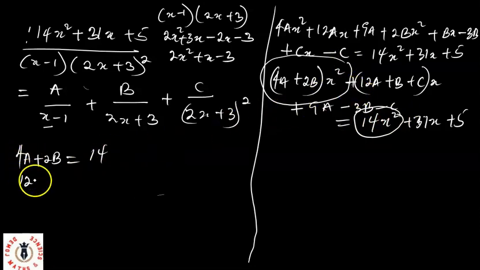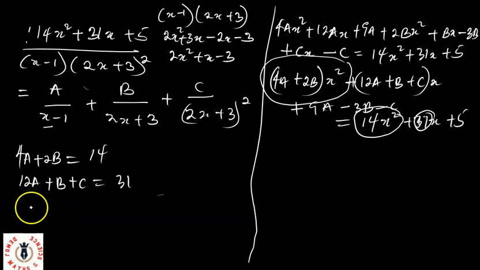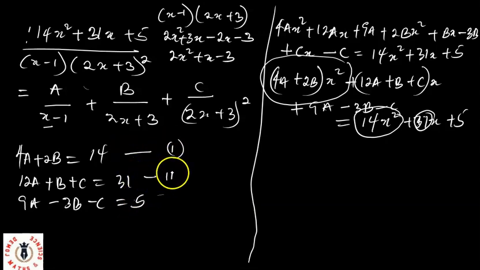Then 12a plus b plus c, everything that has x, I will equate them to 31. Then those things without any x, that's 9a minus 3b minus c, is the same thing as 5. Let's call this equation 1, this equation 2, and this equation 3.